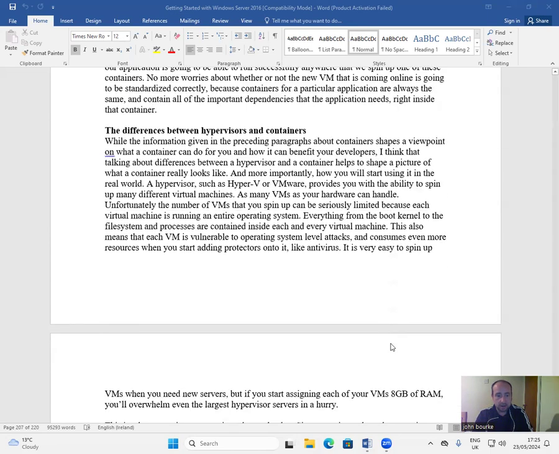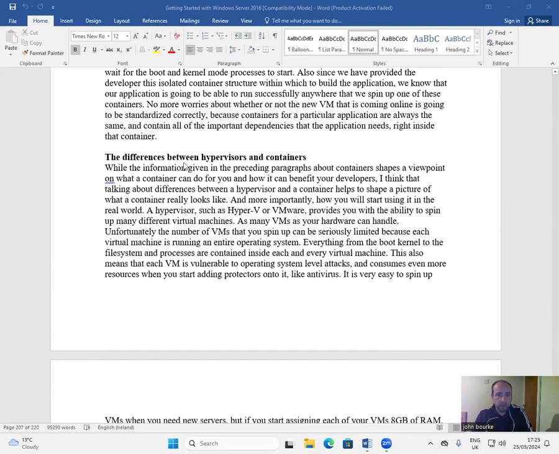The difference between hypervisors and containers. While the information given in the preceding paragraphs about containers shapes a viewpoint on what a container can do for you and how it can benefit your developers, I think that talking about differences between a hypervisor and a container helps to shape a picture of what a container really looks like, and more importantly, how you will start using it in the real world.